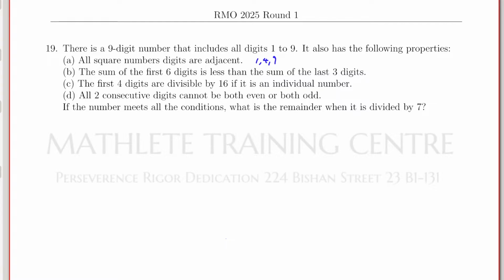So how can this be possible? Well, 1 to 9 add up to 45. So if you want the last 3 digits to have a sum more than the sum of the first 6 digits, it's either going to be 7, 8, 9 as the last 3 digits, which has a sum of 24, or 6, 8, 9. It's either 7, 8, 9 or 6, 8, 9.